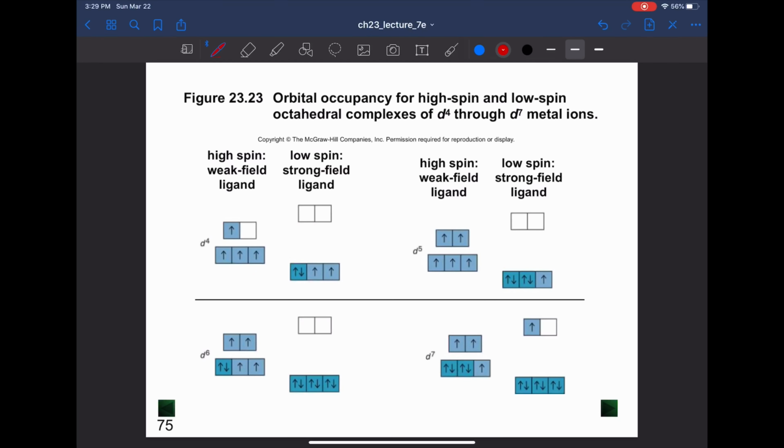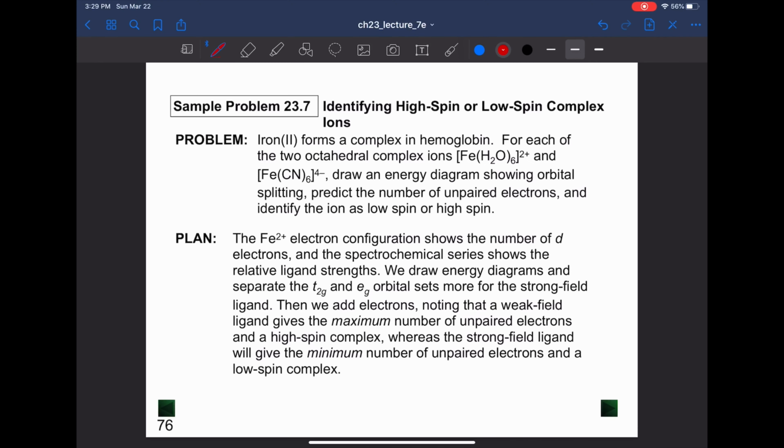So again, here you have d4, where high spin results from a weak field ligand, where it's easy to jump from one orbital to the other. But here, when you have a low spin, strong field ligand, you notice that the electrons cannot jump from a lower orbital to a higher orbital easily. So try this problem and see if you can work it out between these two systems.